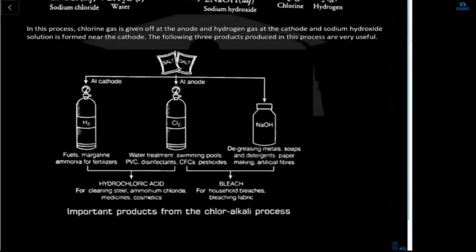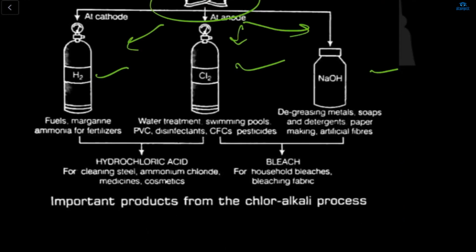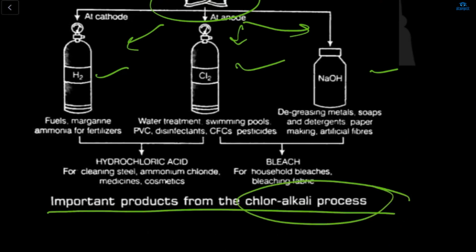Caustic soda. See, here also it's given that this is my salt. It is divided into three parts: hydrogen gas, chlorine gas, and sodium hydroxide. Hydrogen is used in fuels, margarine, and ammonia for fertilizer. This chlorine gas is used in what? This sodium hydroxide is used in what? So these are the important products from the chlor-alkali process.